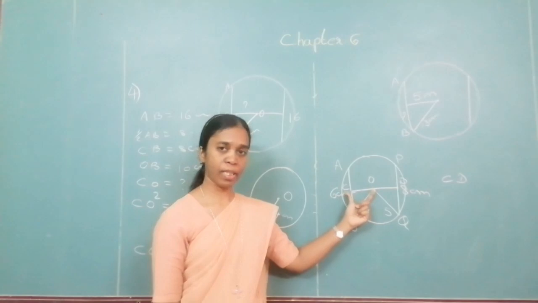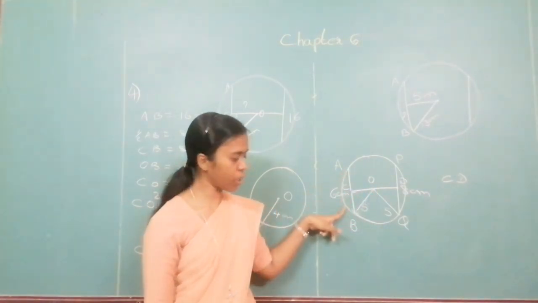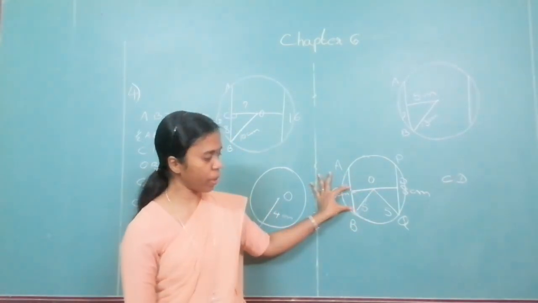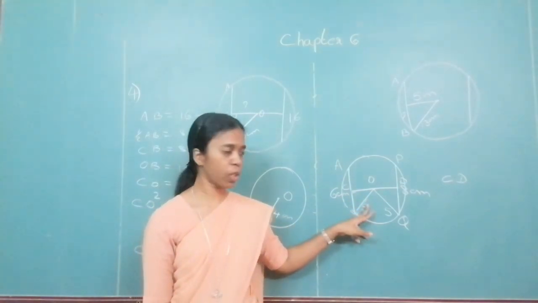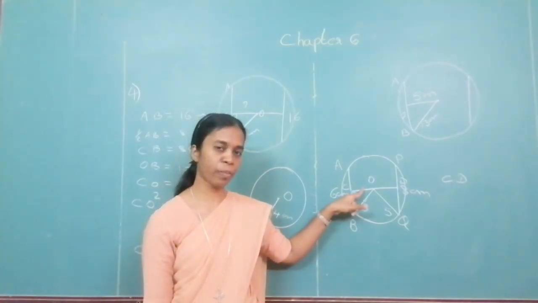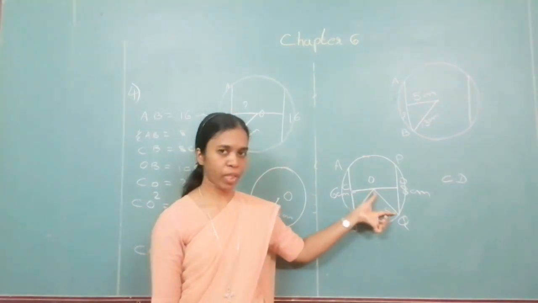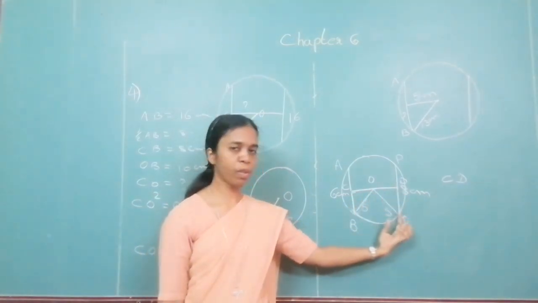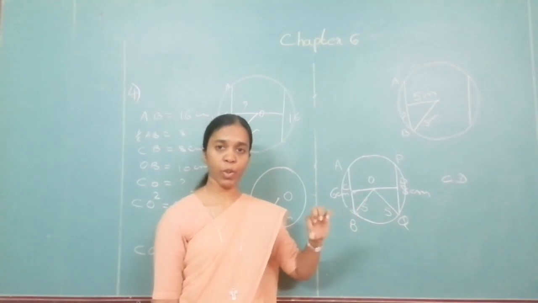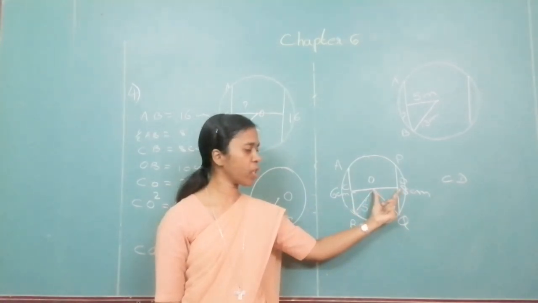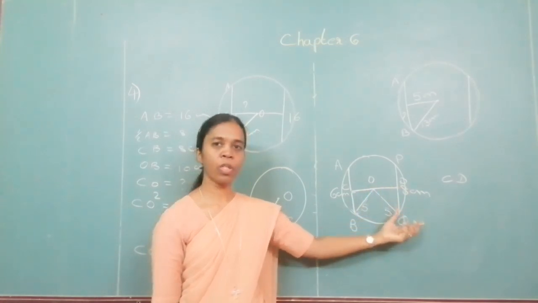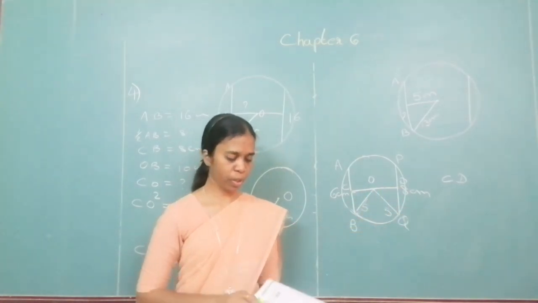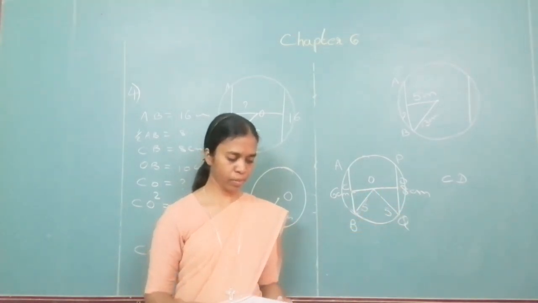Now how do you get CO? You can see this is 6 centimeter, so this will be 3 centimeter. This is 5 centimeter. Again using Pythagoras theorem you can find CO. Similarly this is 5 centimeter, and from here to here will be 4 centimeter. Again using Pythagoras theorem you can find DO. Once you find CO and DO, add them. That will be the answer.